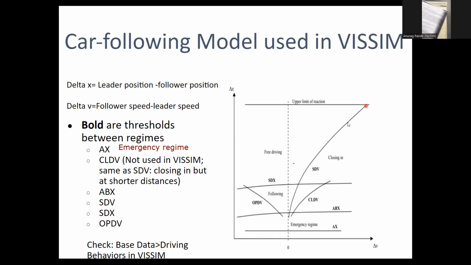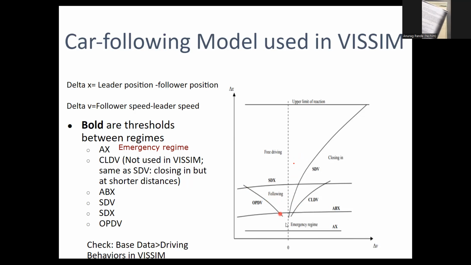And then these curved thresholds are not just dependent upon how close they are, but on two things: how close they are and what their speed differential is. So what this tells me is that you could actually be close to a vehicle. For example, with this OPDV threshold, you could be close to a vehicle but not be in the following regime, when you're going way slower than your leader.